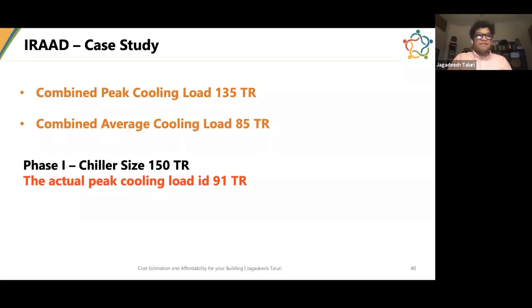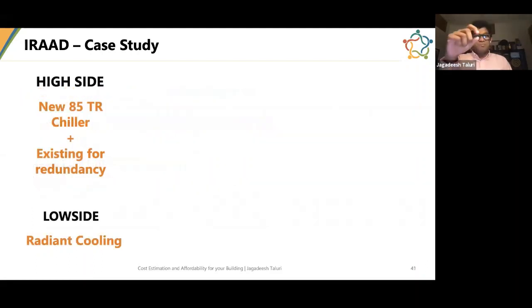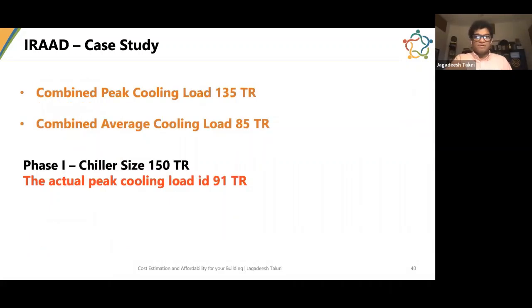And when they assessed the combined peak cooling load of both phase 1 and phase 2, it's 135 tons. And the combined average cooling load is only 85 tons. For phase 2, they didn't even need to buy a chiller, technically speaking, because the combined peak load is only 135. They could have potentially used the 150 ton chiller to cool both the buildings. What they did was buy one 85 ton chiller to cater to the average cooling load. So they made the existing 150 ton chiller a redundant chiller, as a failback. If one chiller is under maintenance, the other will be there.